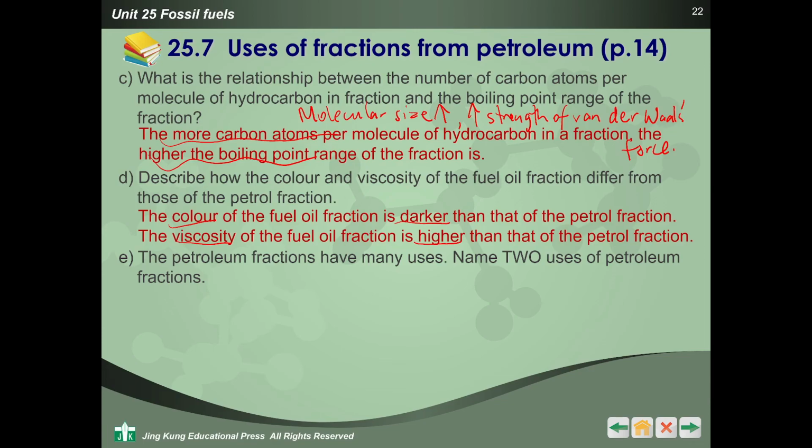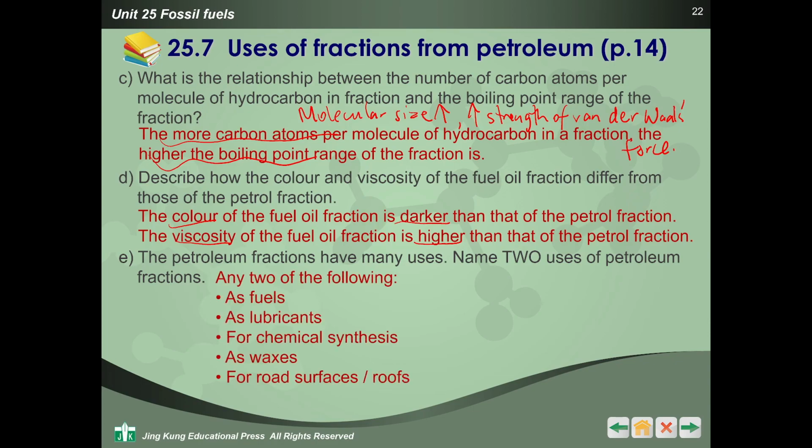And finally, the petroleum fractions have many uses. Name two uses of these petroleum fractions. Primarily, I would prefer you write as fuels, or you can write for road surfaces, or even as lubricants. So those, you can just go through them.